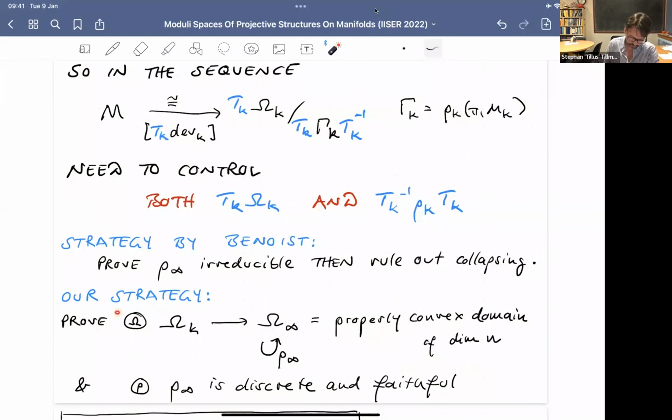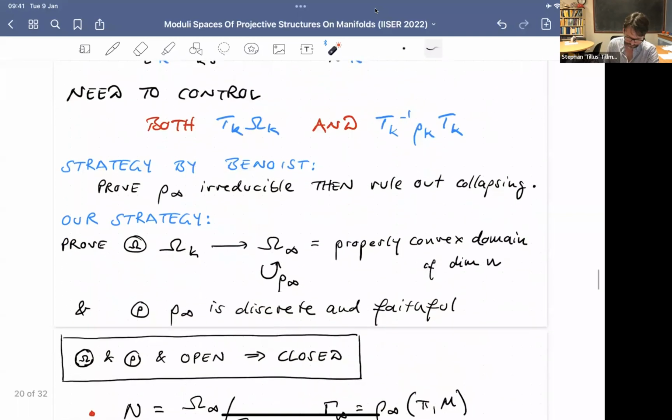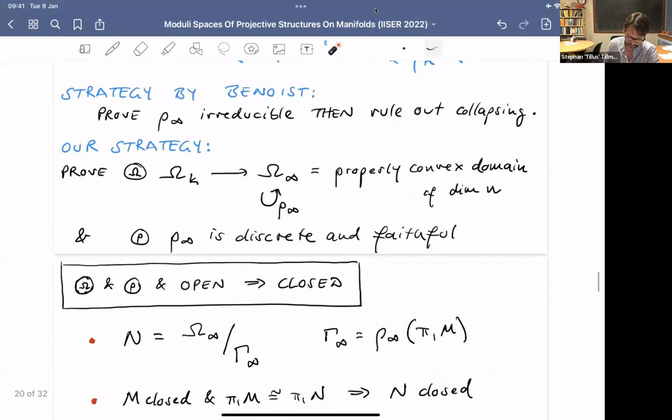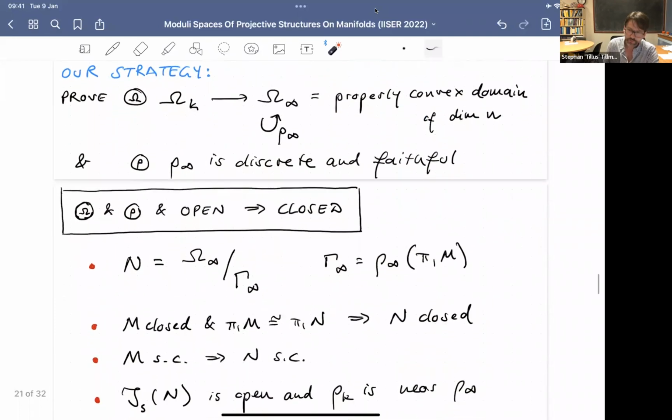Our strategy was to first prove that you can make your domains converge to a properly convex domain of dimension n, on which your representation rho infinity acts, and then also to show that this representation is discrete and faithful. And then it's not so hard to see that these two things imply the closed result.